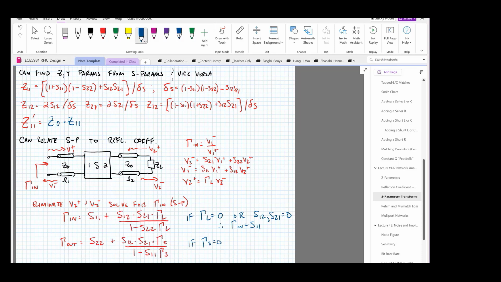If gamma S is equal to 0, or one or the other of the transmission parameters or both is equal to 0, then gamma out is equal to S22. This is really just a condition telling us it doesn't matter what happens at the load or at the source.